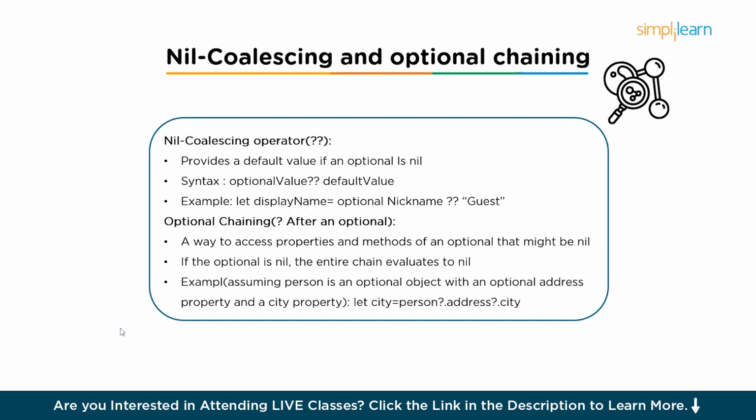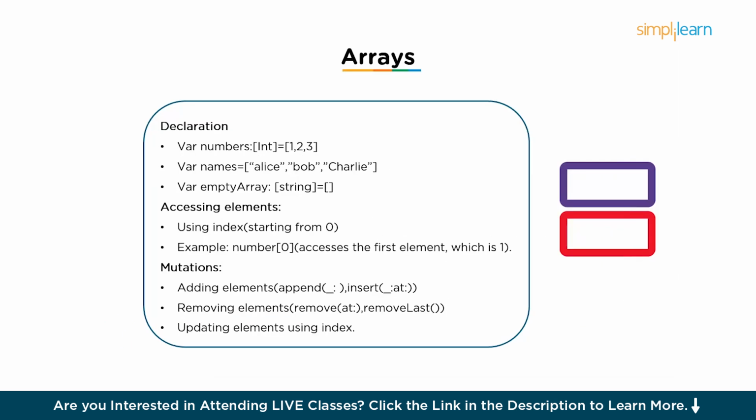So moving on, we have arrays. Arrays are one of the fundamental data structures in Swift, used to store a collection of ordered items. Arrays in Swift are stored as an ordered list of elements of the same type. You can declare an array using square brackets. Here are a few examples. So you can go through the examples where we have given various declarations.